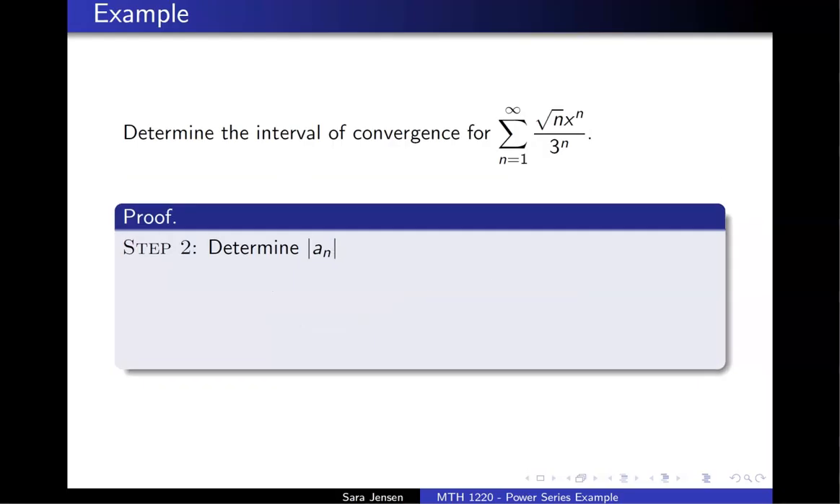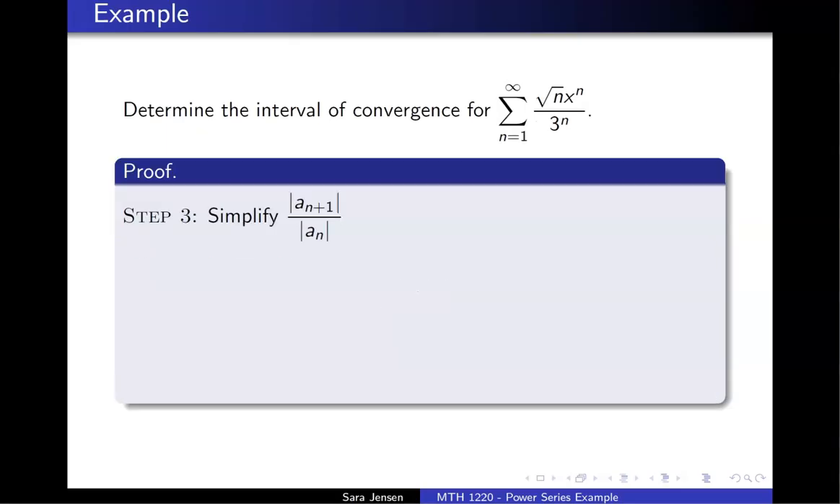The second step when performing the ratio test is quite similar to step 1, but here we determine the absolute value of a sub n. There's almost less to do here. We simply look at the addends and put absolute value signs where they're needed. And as we discussed in step 1, the only term that requires an absolute value sign here is the quantity involving x.